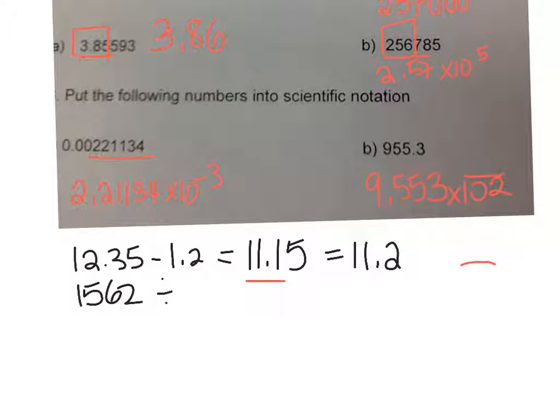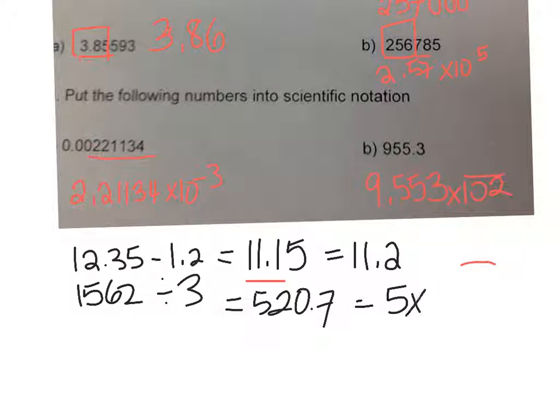Next one, 1562 divided by 3. Multiplication and division. You can only have 1 significant digit in your final answer, because 3 only has 1 sig fig. So the only number that you can keep is the 5.